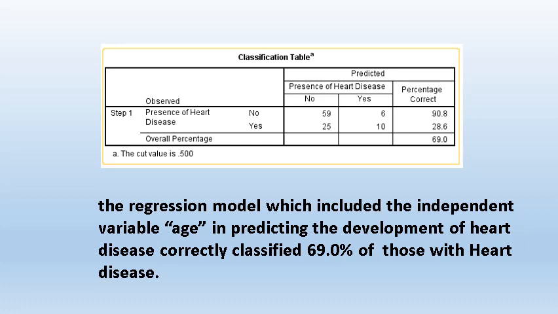Out of those, how many are predicted correctly? Correct prediction for heart disease present individuals was 28.6%. Correct prediction for no heart disease individuals was 90.8%. Overall, 69.0% were correctly predicted based on the model.